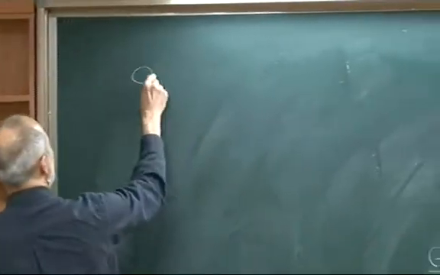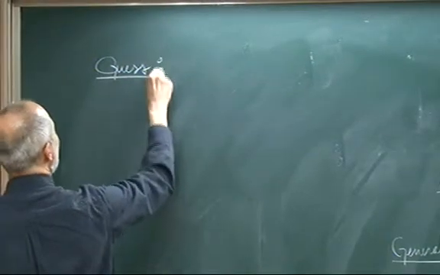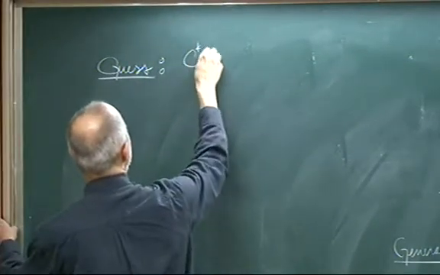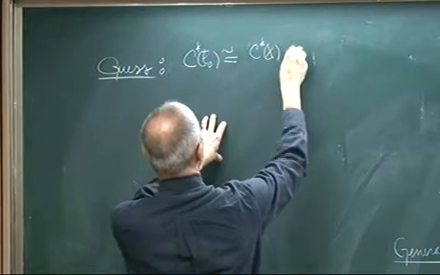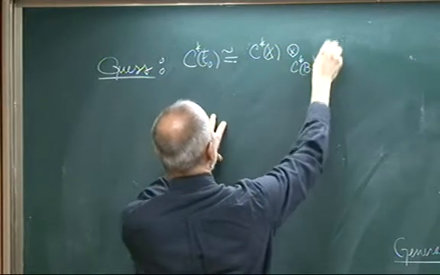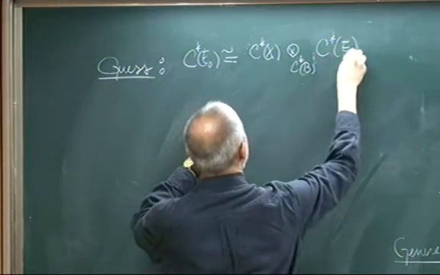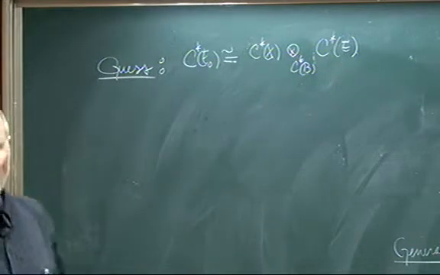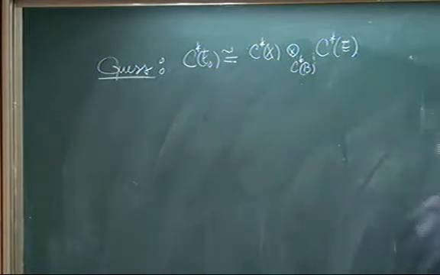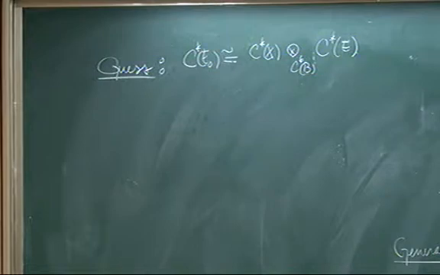Well, okay, so here's the first guess, which is that C star E naught should be somehow C star X tensored over C star B with C star E. This would be great, because somehow that would mean that pullback diagrams correspond to tensor products over these algebras, and it would be a nice thing.